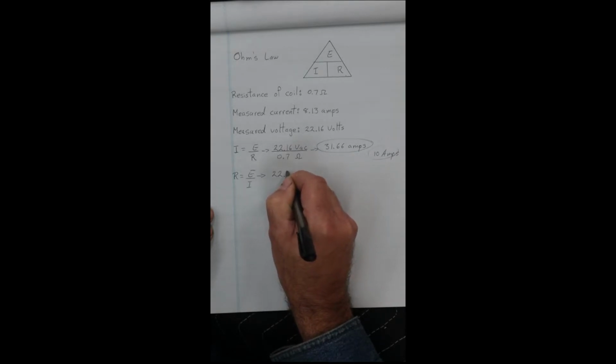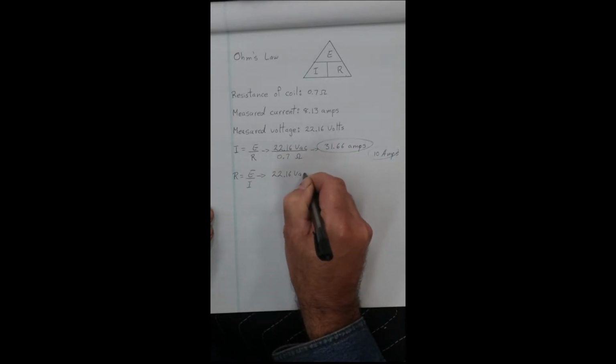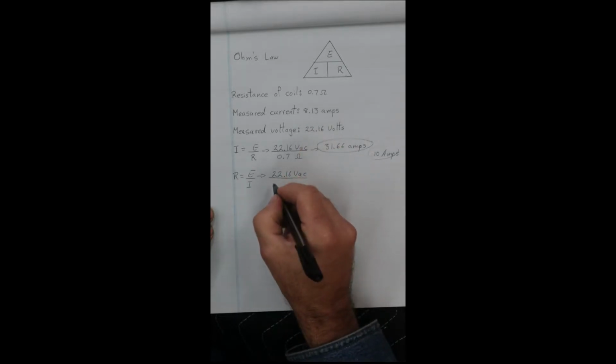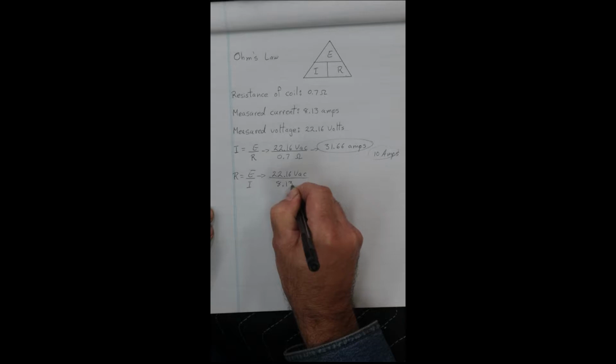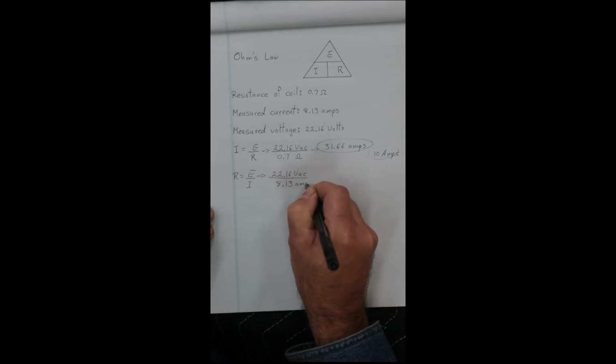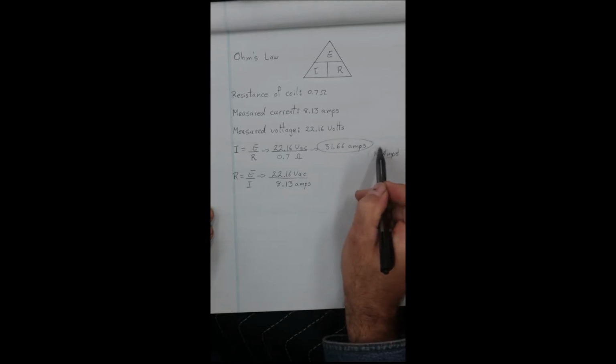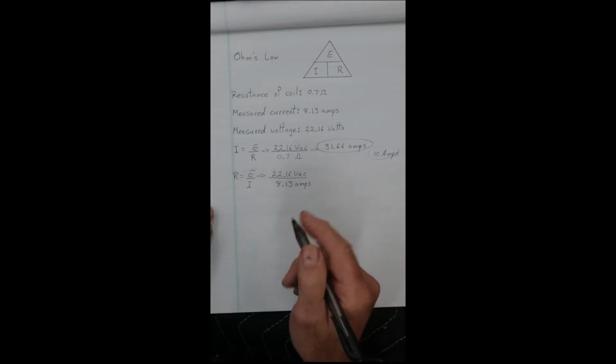Again, 22.16 volts AC. This time, we're going to divide it by the 8.13 amps, which we measured. And I know that that's correct because of the fact we never blew any of the fuses in the multimeter or the internal fuse of the variac.